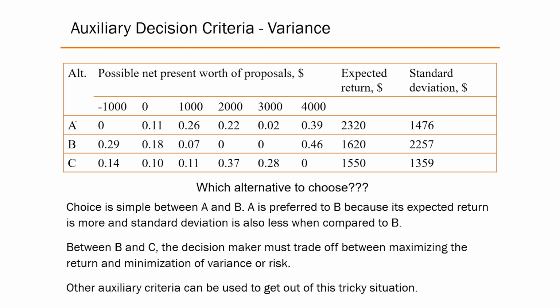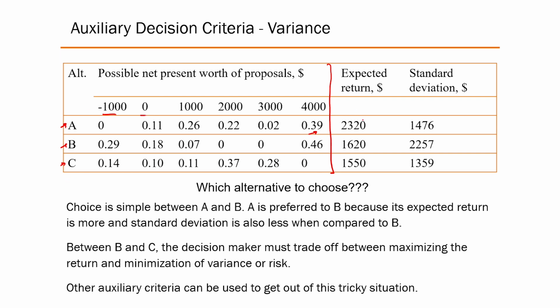So, let's say this is alternative A, B, and C. The possible net present worth of these is -1000, 0, and so on, and their probabilities have been given to you. So this is the input information. The probability that alternative A will give you a net worth of -$1,000 is 0. It will give you a net worth of 0 with probability 0.11. Similarly, it will give you a net worth of $4,000 with probability 0.39. Right? Similarly for B, similarly for C, the output has been given.